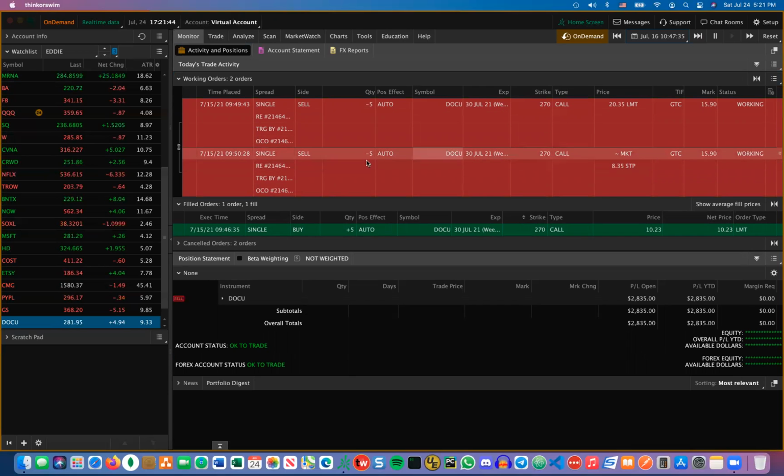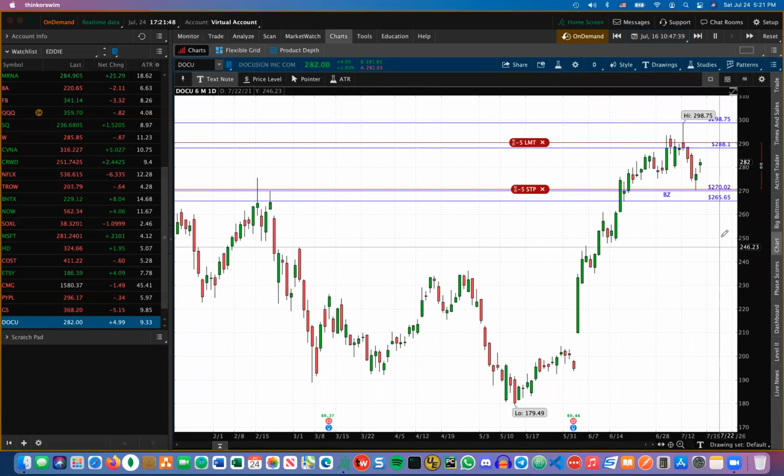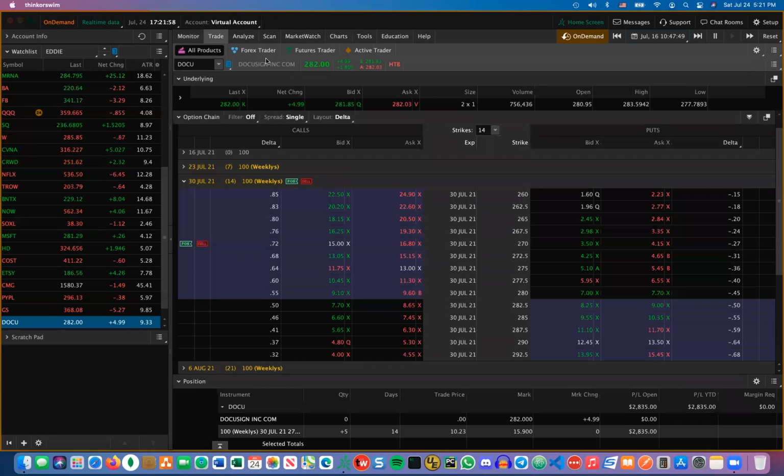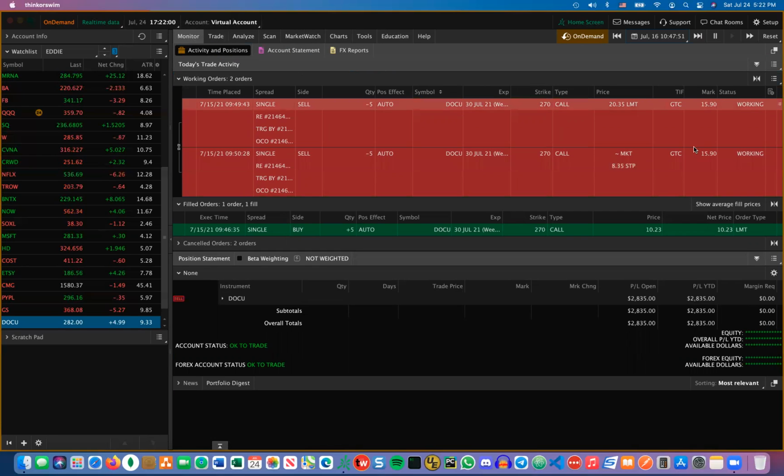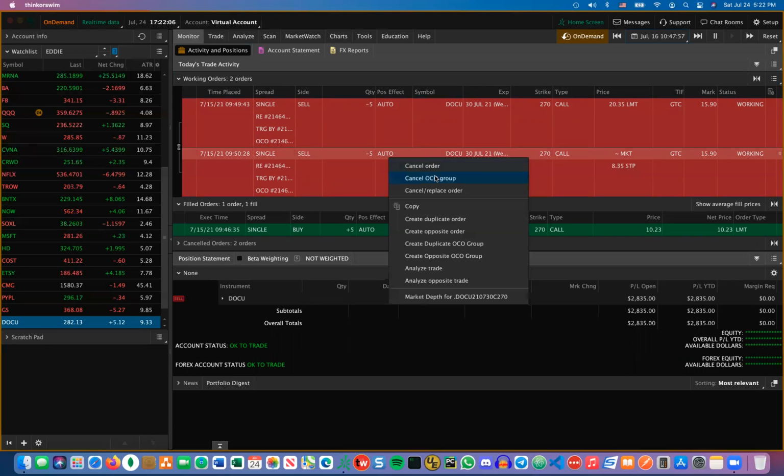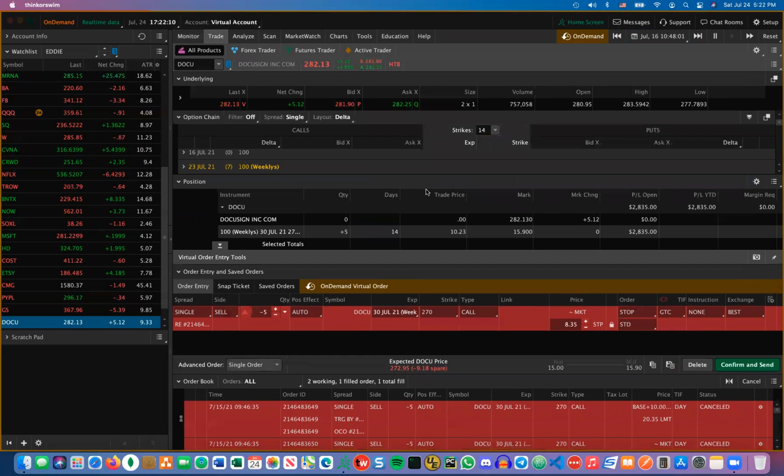What does that mean? Let's see, how do we do that? Current price is 282. If we drop below 280, we want to protect that. So let's see how that can work out. Go to the monitor. I am going to cancel and replace this market order, this stop loss order. Simply right click anywhere on this and do cancel replace.